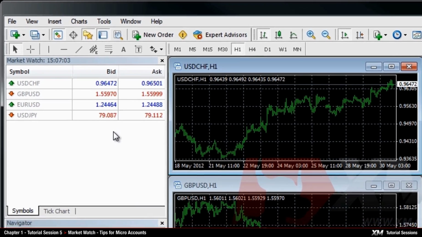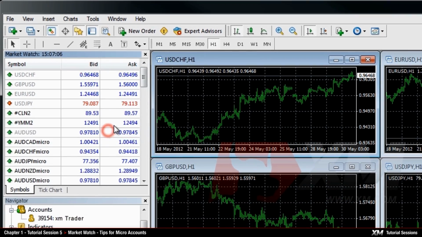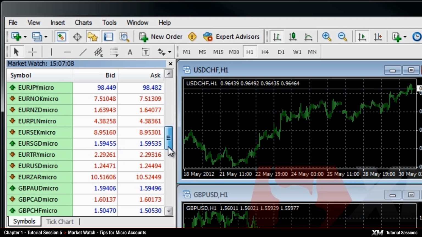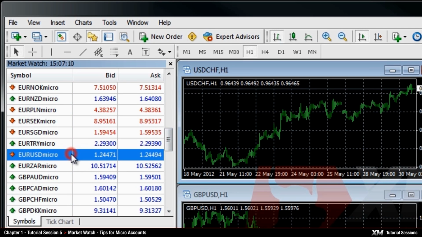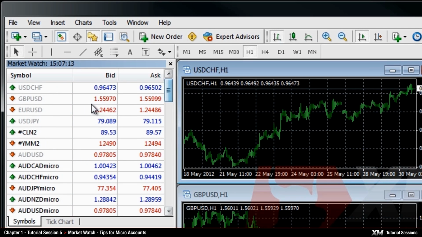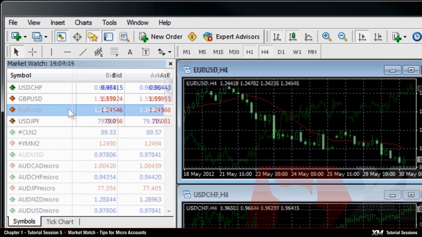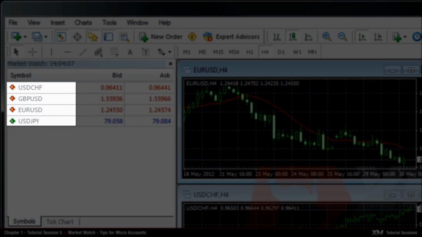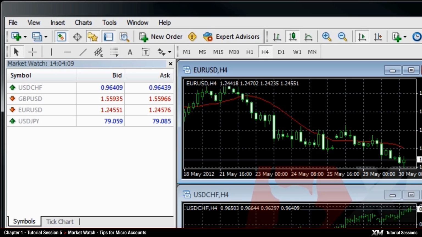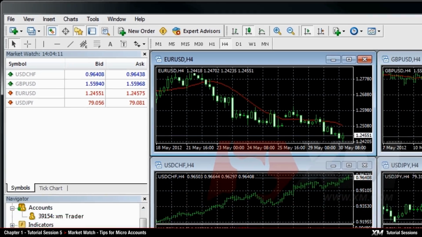As a micro trading account holder, you can only trade on currency pairs with the prefix micro, for example Euro-USD micro, instead of Euro-USD. The standard instruments are not tradable and are used by MT4 to calculate prices of CFDs.